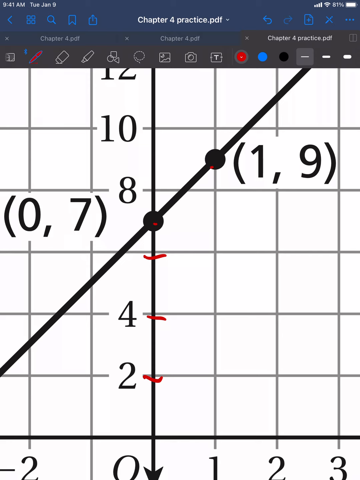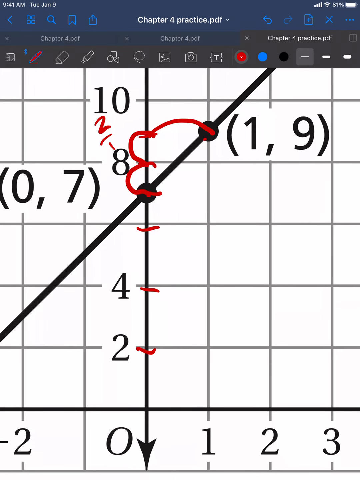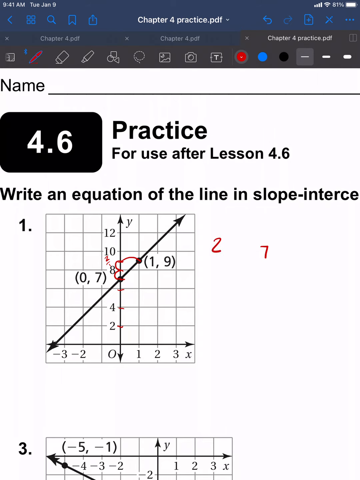Okay? Good question. Guys, remember, these are going by halves, but they're actually ones, right? So what's the rise? It's 1, 2 over 1 whole. You have to look at the scale. It's really weird, right? What's the slope? 2 over 1. Good.